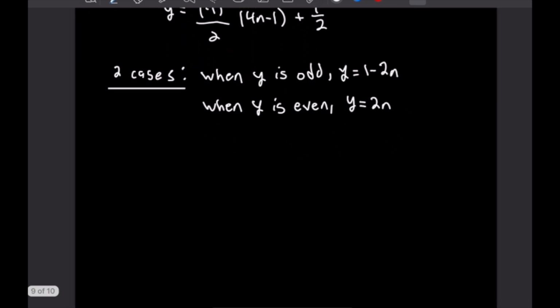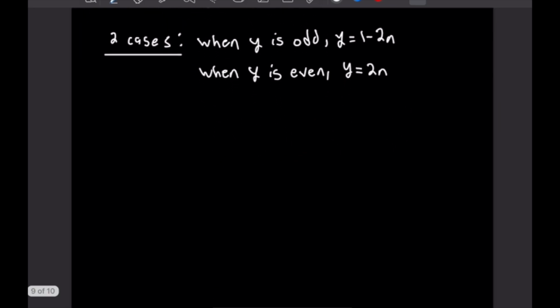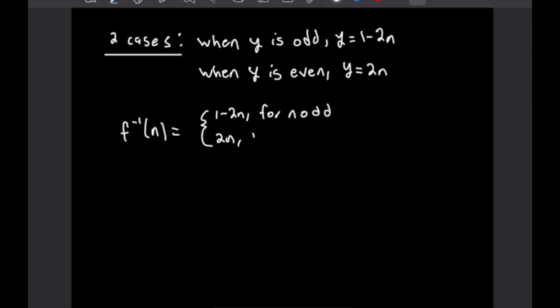So that means we have the following definition for our inverse function here, f inverse of n. Which we can define piecewise like this, where f inverse is evaluated as 1 minus 2n for odd n, and it's evaluated as 2n for even n. So there we have our definition for f inverse as we wanted.